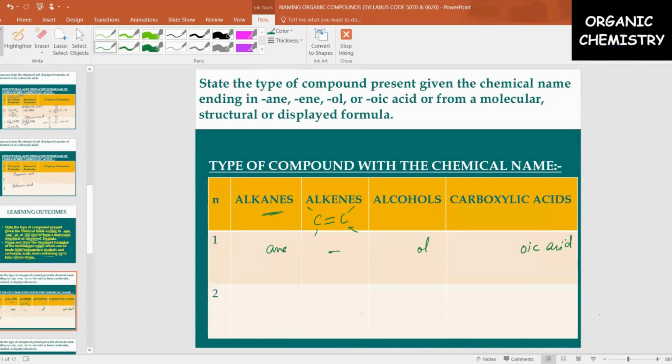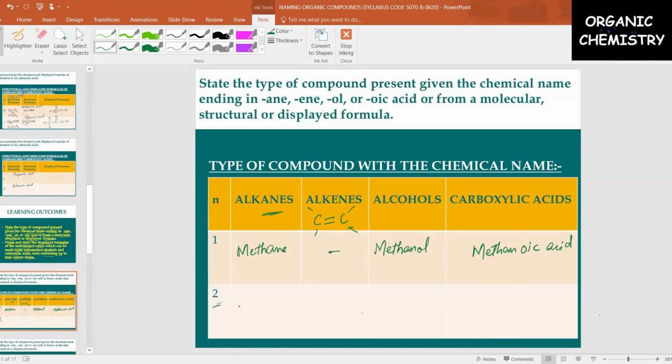So the first member in alkane is methane. So I will write methane. This will be the first member. What about alcohol? The name should be methanol. So you write methanol. In case of carboxylic acid, it should be methanoic acid.